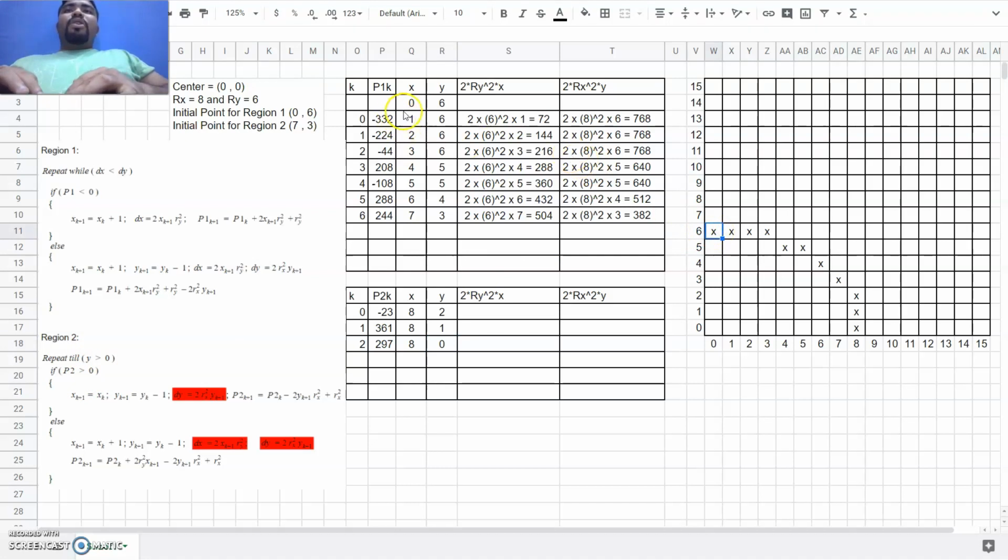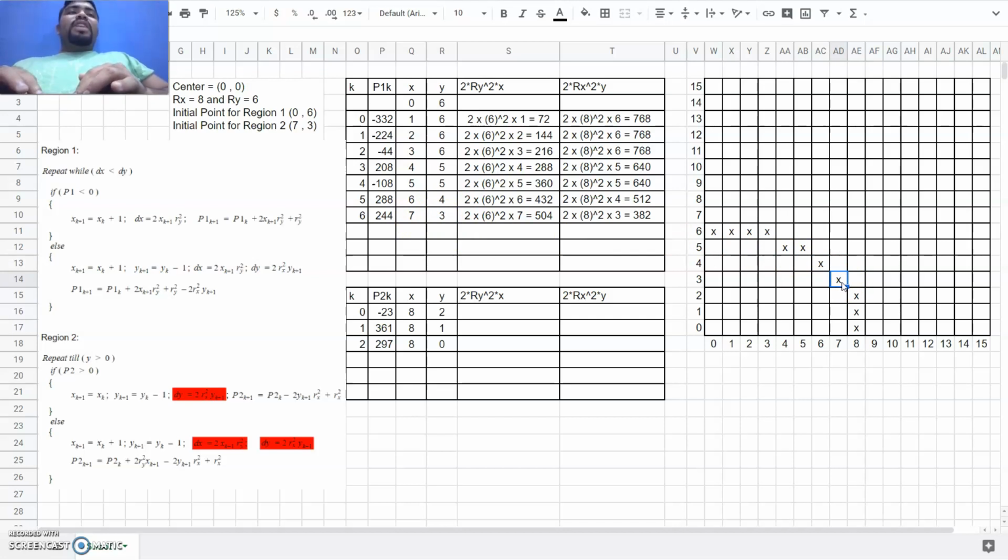So how do we do the plotting? We start from 0, 6. So you can see 0, 6 is plotted. Then we have 1, 6, then 2 comma 6, then 3 comma 6, which are plotted over here. Then we have 4 comma 5, then 5 comma 5, which come here, right? Then we have 6 comma 4, and then 7 comma 3, which comes here. So this is the endpoint for region 1.